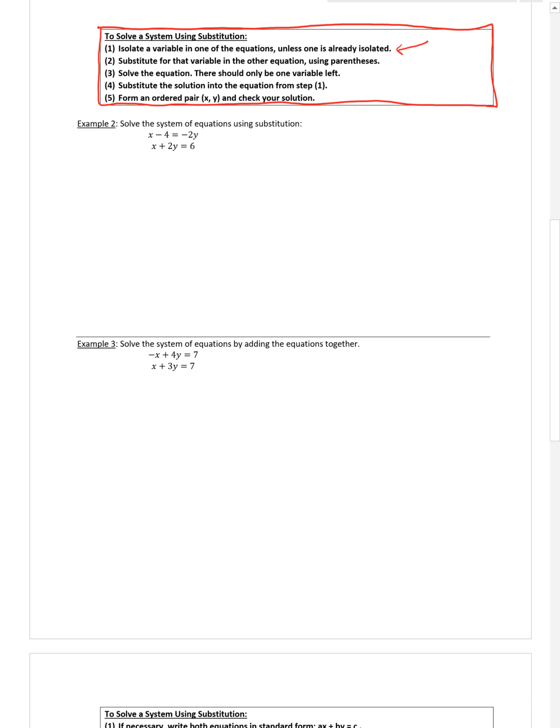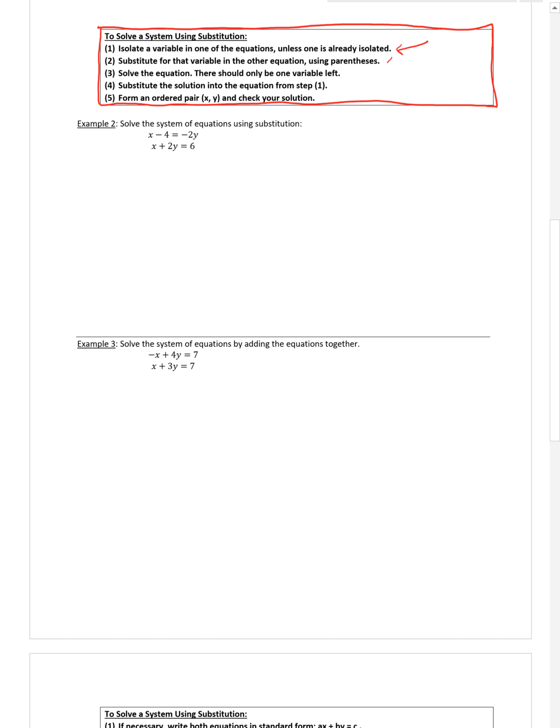The first step was you want to isolate a variable in one of the equations, unless one is already isolated. Because remember, in the first problem we looked at, one of the equations already had y by itself. So this first step is not always necessary, but if one or both of the equations do not have a variable by itself, then you will have to get one by itself. And you have the freedom to choose any variable you want. It's up to you, whichever one looks easiest.